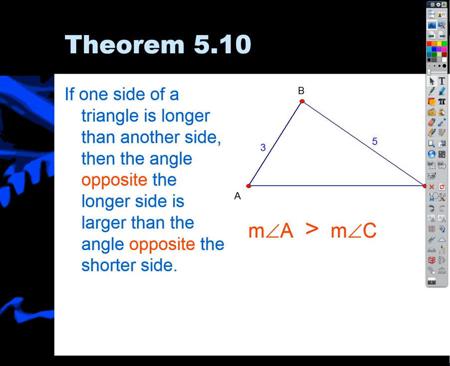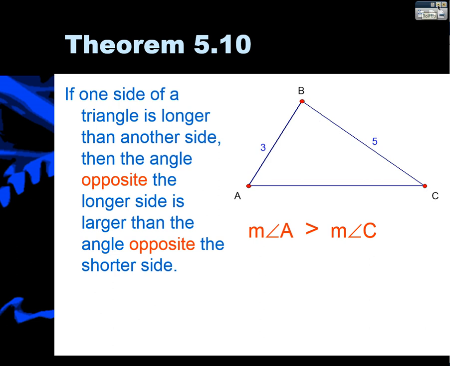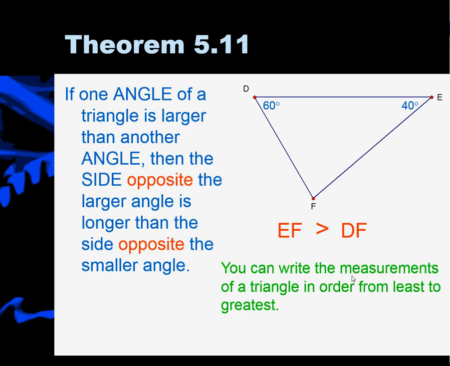Okay. So because AB equals 3 and BC equals 5, we know that angle A has to be a bigger angle than angle C, right? That's always going to hold. The converse of that is also true. So we know that because the measure of angle D is greater than the measure of angle E, side EF has to be longer than side DF, okay?